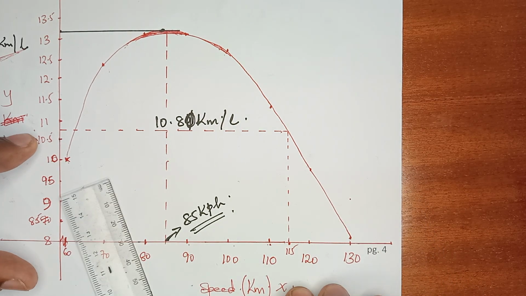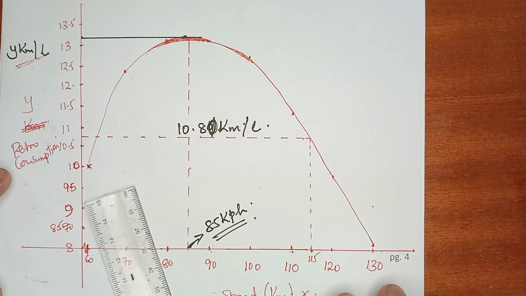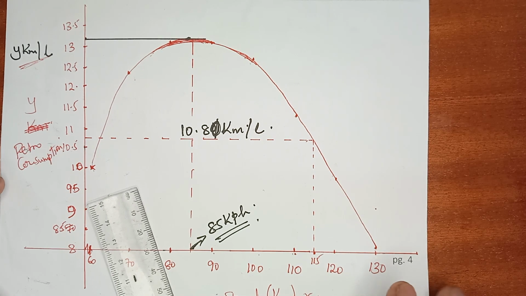And part D of the question: use your graph to estimate the most economical speed at which to travel to conserve petrol. Let me explain this a little bit. The most economical speed is the speed whereby the car travels the highest number of kilometers per liter, or in 1 liter of petrol. With 1 liter of petrol, the car travels the highest number of kilometers.